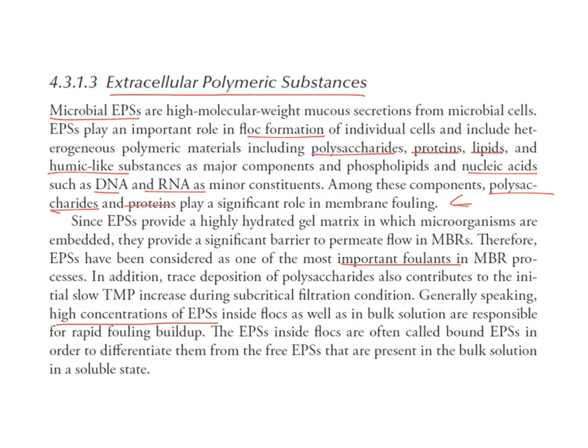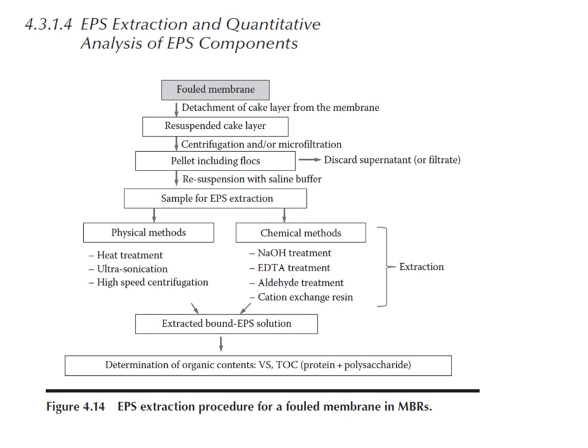High concentration of EPS inside the flocs as well as in bulk solution is responsible for rapid fouling buildup. So if you look at the EPS, you will see the status of the MBR process, and you can also predict the fouling propensity in such an MBR system. So we have to analyze the EPS concentration from the fouled membranes. This is actually the procedure.